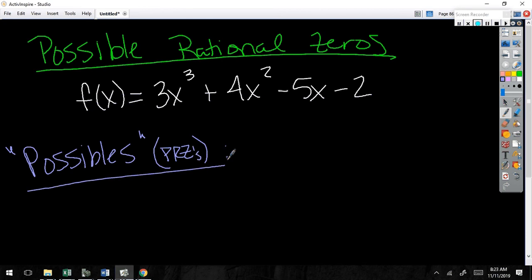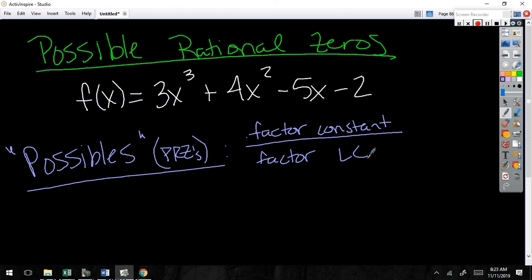We take the leading coefficient and the constant. Those are the 2 we look at, okay? And we do every possible factor of the constant divided by every possible factor of the leading coefficient. Y'all probably, or you should have done this in Algebra 2. Do y'all remember doing this? I hope you did. I know my crew did.